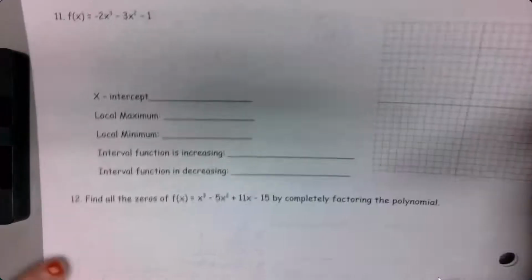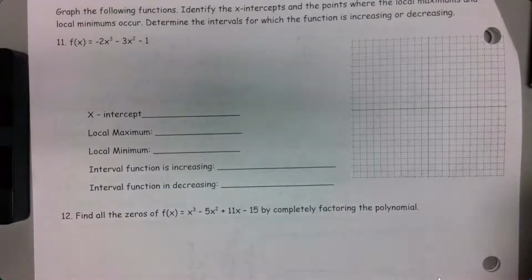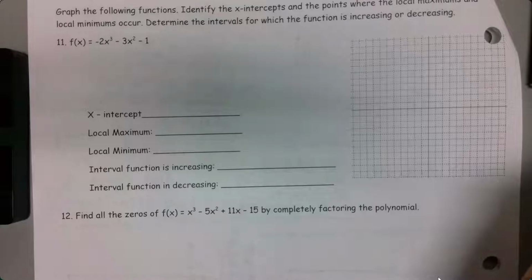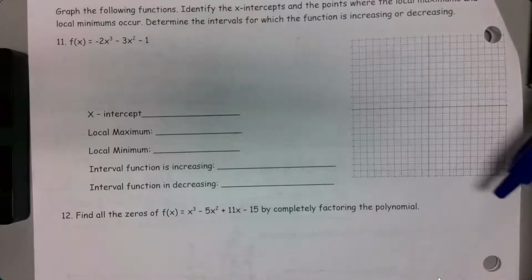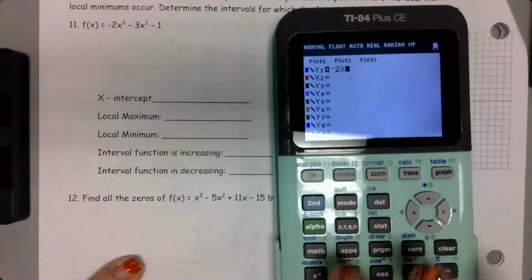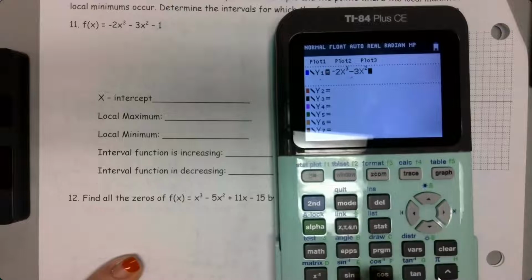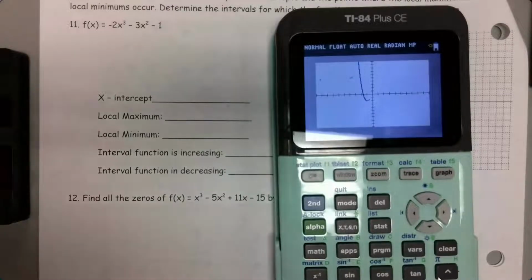This one wants me to graph the following functions, identify the x-intercepts and the point where the local maximums and minimums occur, determine the intervals for which the function is decreasing or increasing. So I'm going to go ahead and type this into my calculator. I have -2x cubed minus 3x squared minus 1. So I'm going to go ahead and graph this.